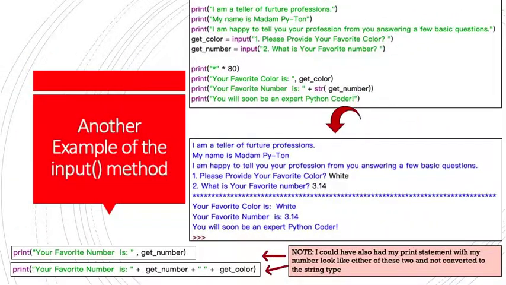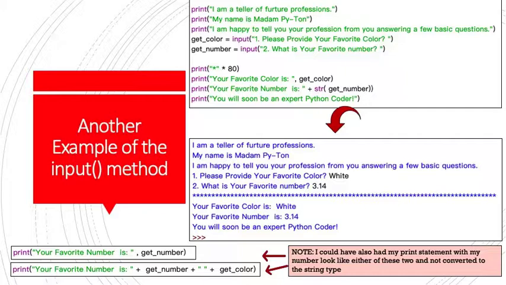Here's another example that's just a little bit more involved. In this example, we have a fortune teller who's skilled at telling future professions. So we have Madam Python. She's happy to tell you what your future profession will be if you answer just a few simple questions. She wants to know what your favorite color is and what your favorite number is. And based on that, she can tell you what your profession will be.